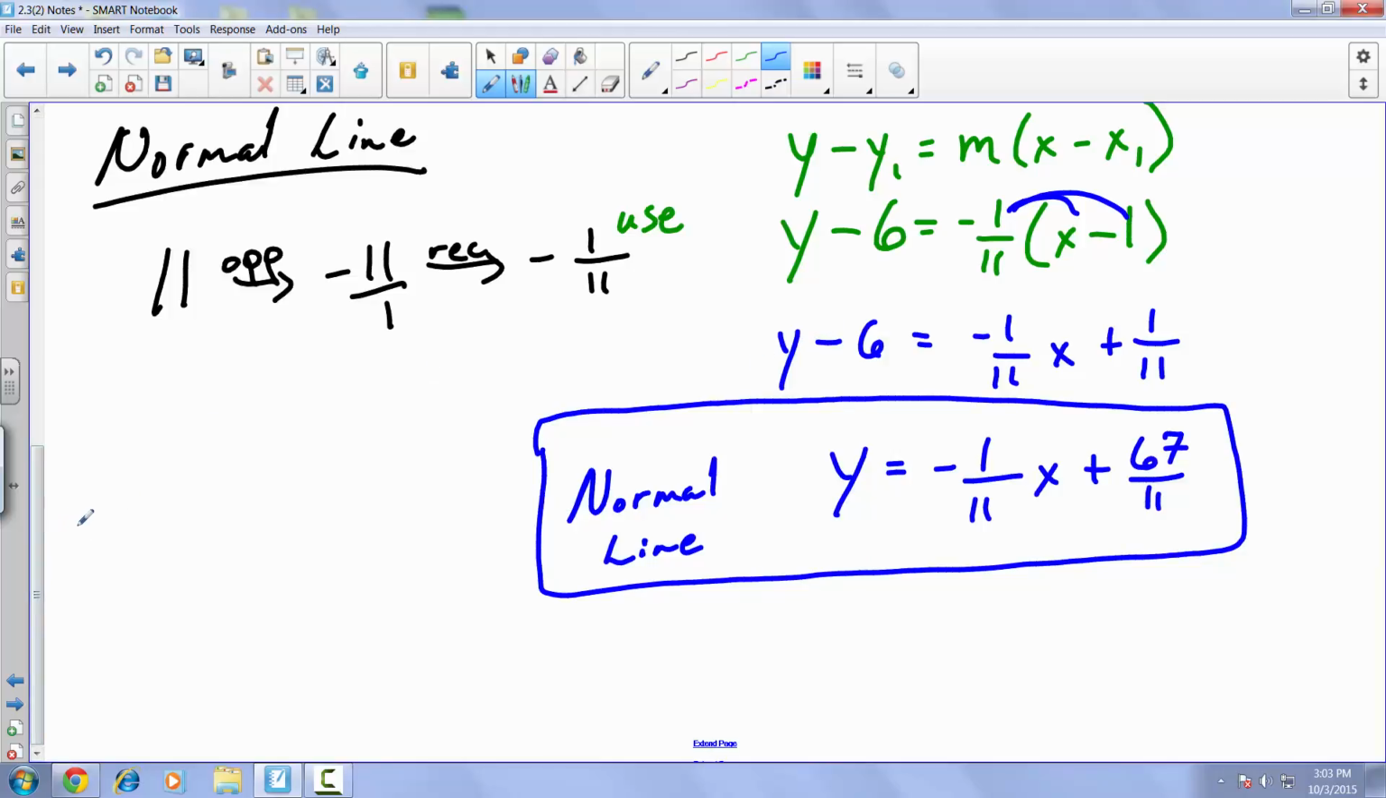Again, though, that is example 1 from our 2.3 number 2 set of notes.